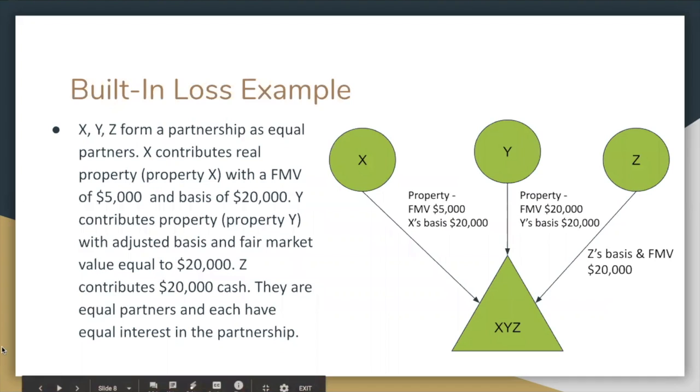So let's take a look at an example here. X, Y, and Z are all individuals, and they decide to form a partnership. X contributes property X, which has a fair market value of $5,000, and X's basis in the property is $20,000. Y contributes property, fair market value and basis are equal at $20,000. Z contributes cash of $20,000, so his basis and fair market value is $20,000. And so they're equal partners, and they have an equal interest in the partnership.